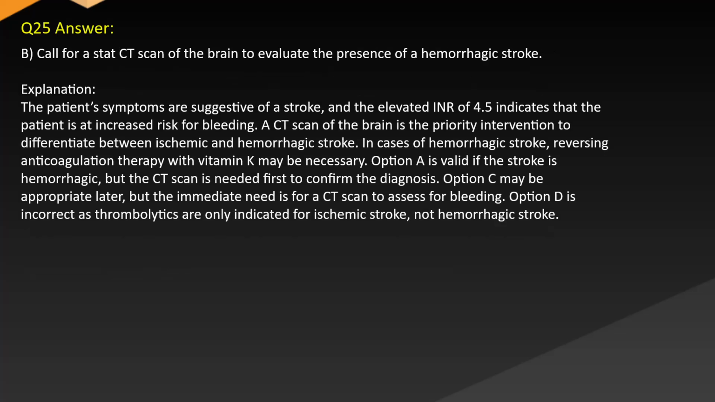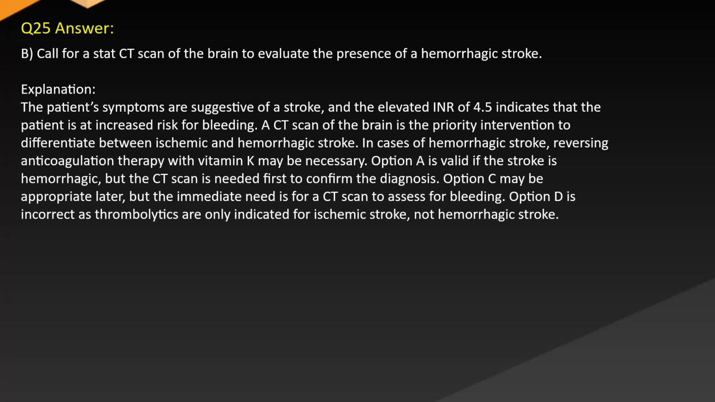Answer B. Call for a STAT CT scan of the brain to evaluate the presence of a hemorrhagic stroke. Explanation. The patient's symptoms are suggestive of stroke, and the elevated INR of 4.5 indicates that the patient is at increased risk for bleeding. CT scan of the brain is the priority intervention to differentiate between ischemic and hemorrhagic stroke. In cases of hemorrhagic stroke, reversing anticoagulation therapy with vitamin K may be necessary.